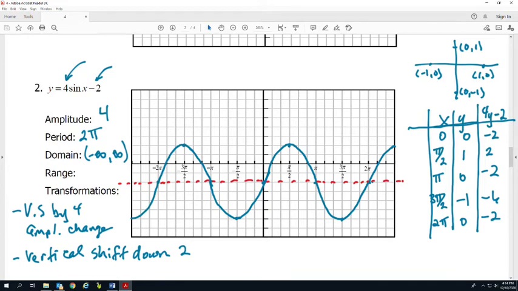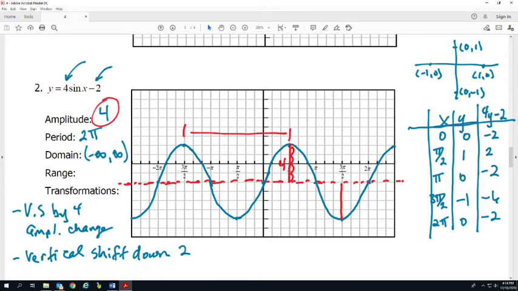Okay, looking at this graph again, this dashed line right here represents our midline, the halfway point. So our amplitude goes from our highest point to that halfway point, or from our lowest point to that halfway point. So you can see your amplitude is 1, 2, 3, 4 units. So that's why we have an amplitude of 4. My period goes from here to here, tip to tip, and that's another 2 pi units.